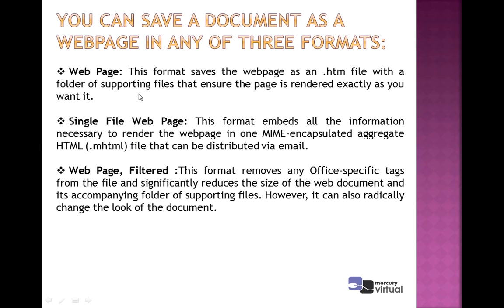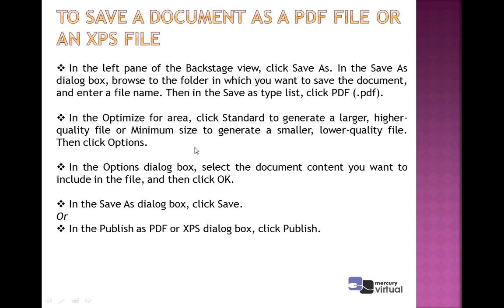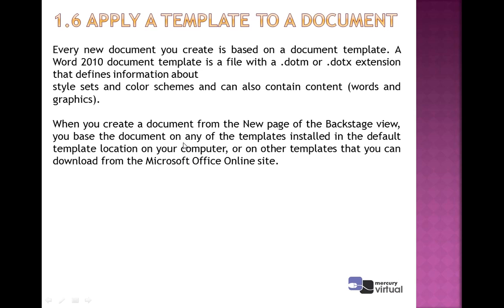There are 3 types of format. First is web page, single file web page, filtered. And you can save the document in a specific format by clicking on the Save As button. Either you can use the PDF file or you can use the XPS file.